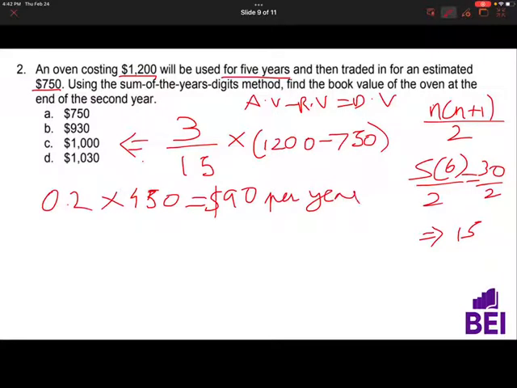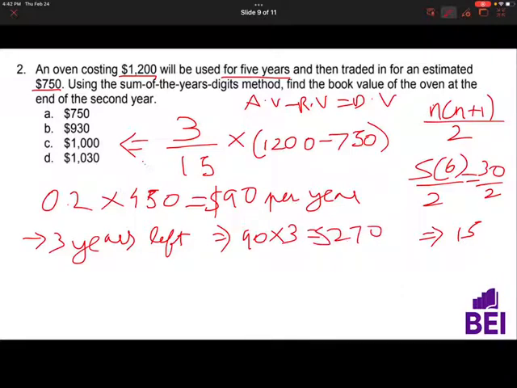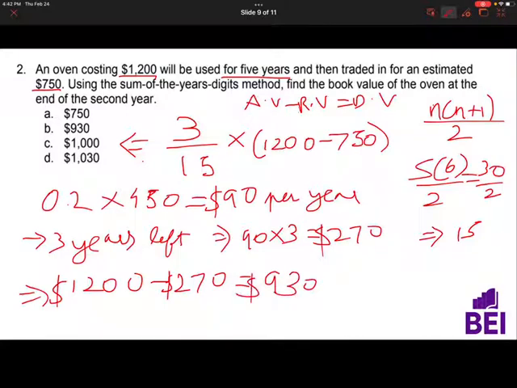And since we have 3 years left, we have to multiply the 90 by 3, which is going to give $270. And now we don't really need the depreciation expense here. We need the book value, or the value of the oven at that time. So we need to take this $270 and minus it with the $1,200, which is the asset value. So $1,200 minus $270, which is going to give me a $930, which is answer B, and that is how you do the sum.